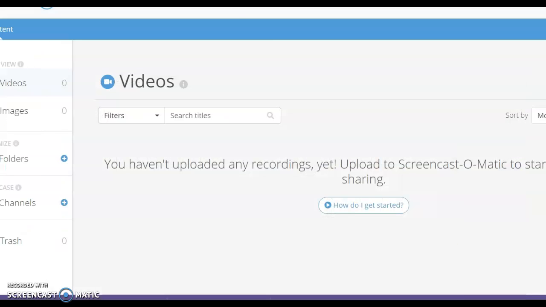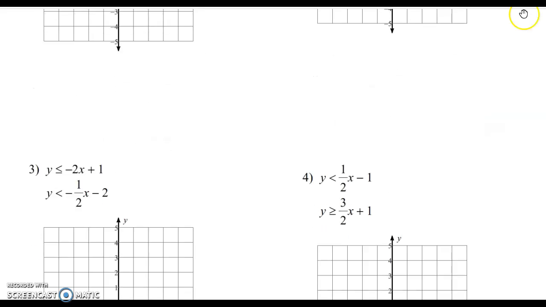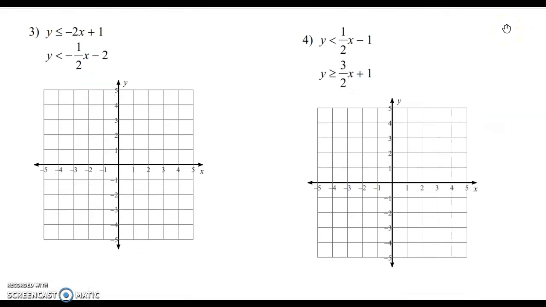All right, there are 2 more here. So number 3, I graph the first one. I can see the y-intercept is 1. The slope is negative 2, which would be negative 2 over 1. Since it's negative, I can go up 2, left 1. Same as down 2, right 1. It's less than or equal to. Since it has the equal to, I make a solid line. And since it's less than, I would want to be below.